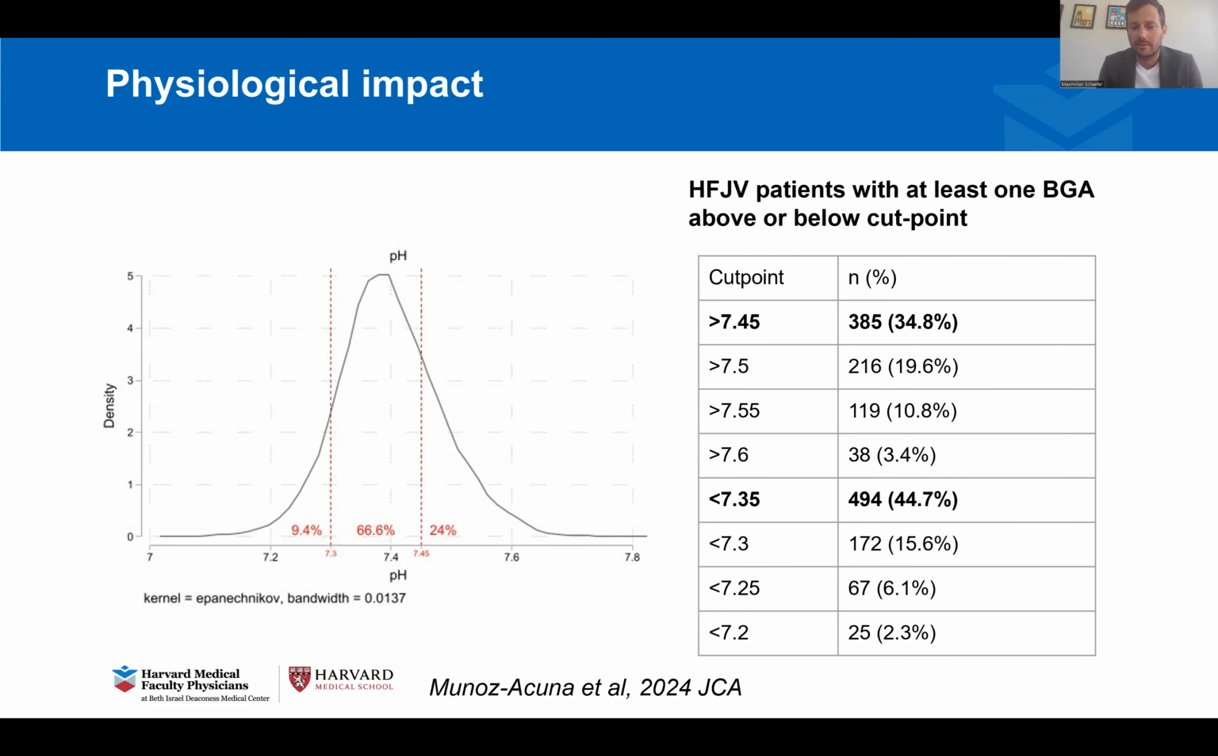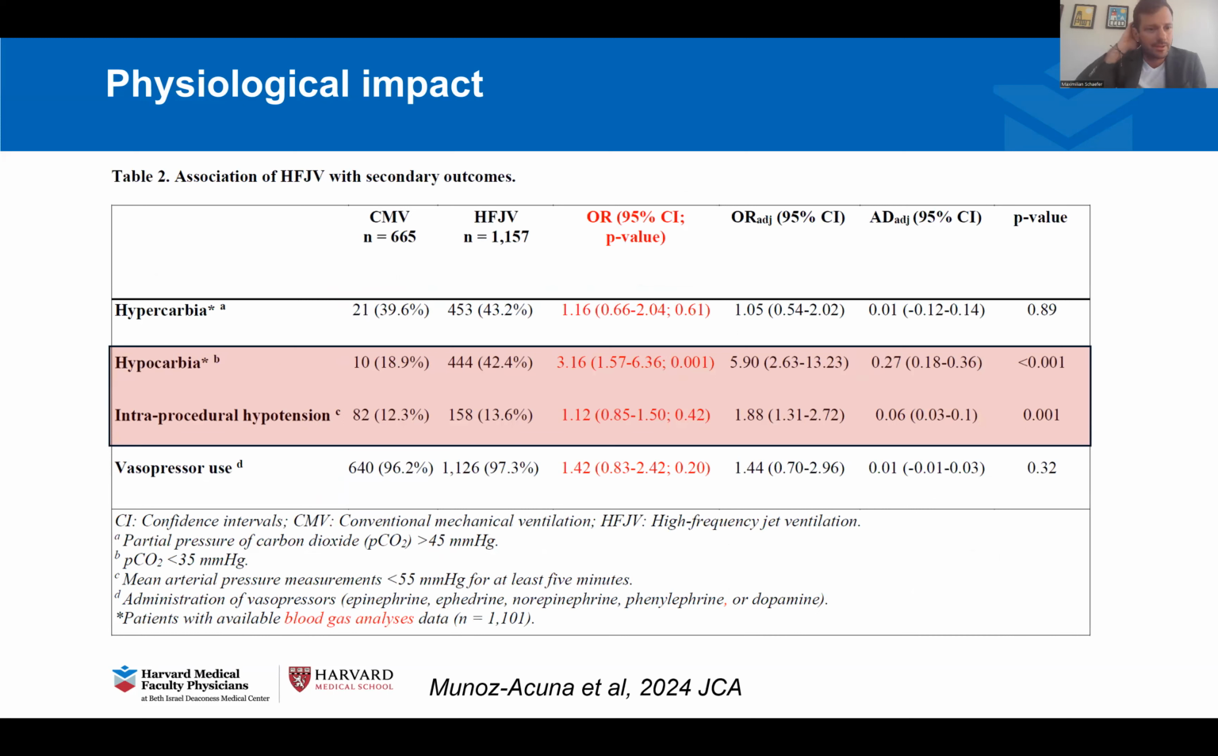That was also reflected in the corresponding pH. So those were respiratory alkalosis or acidosis in those cases. And you can see that the acidosis was a little bit more common. So pH below 7.35 was present in about 45% of our patients. That translated into increased risk of hypocarbia. So what we did was we compared high frequency jet ventilation, here termed HFJV, with conventional mechanical ventilation, so CMV. And you could see that the risk for hypocarbia, but also for intraprocedural hypotension, was significantly increased.